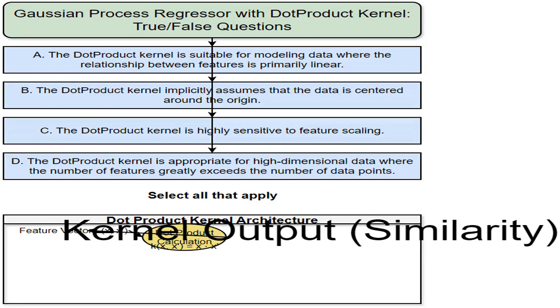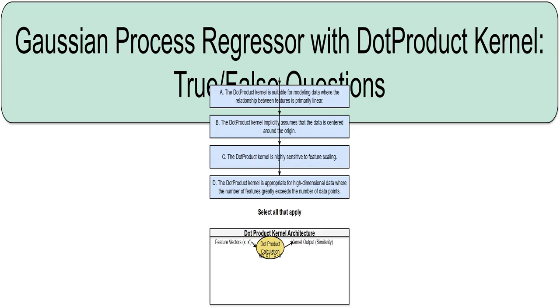The result of the dot product calculation is a single number that represents the similarity between the two input data points. The higher this number, the more similar the data points are according to this kernel. It's like a similarity score. This statement is true because the dot product itself captures linear relationships between features. If your data shows a mostly linear relationship, this kernel is a good choice.